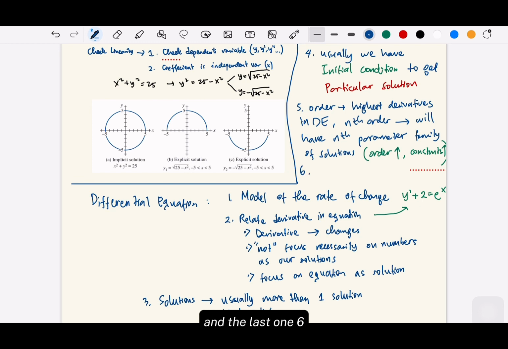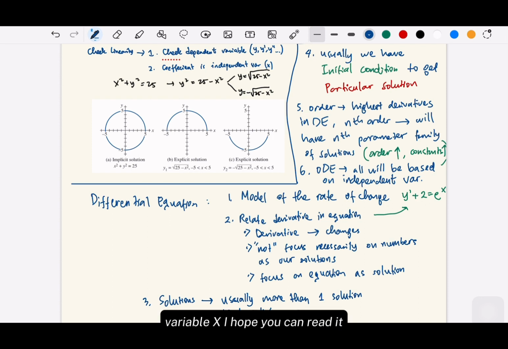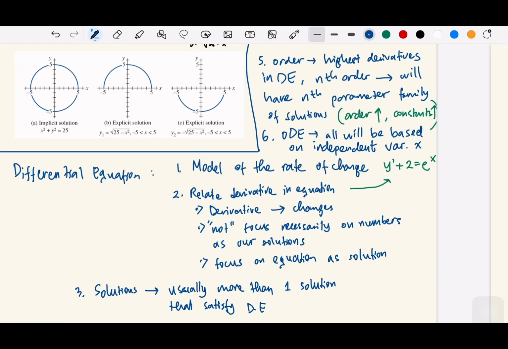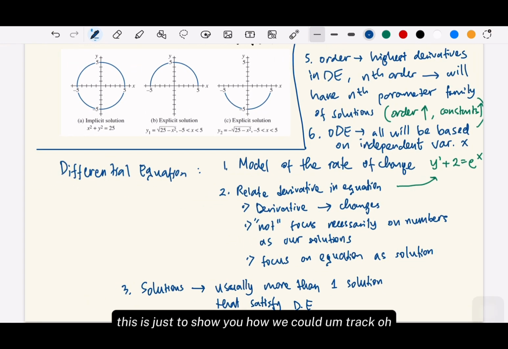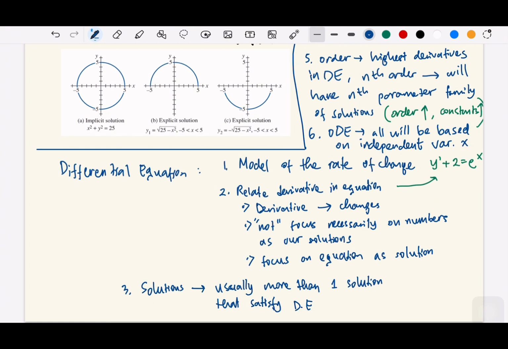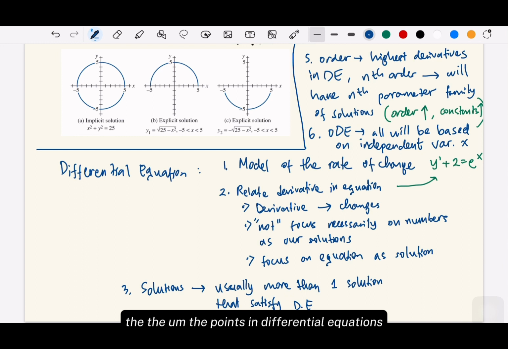And the last one, 6. In ordinary differential equations, all will be based on the independent variable x. Okay, I hope you can read it. This is just to show you how we could track the points in differential equations.